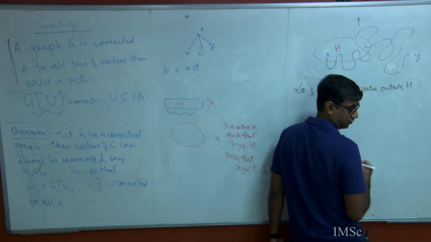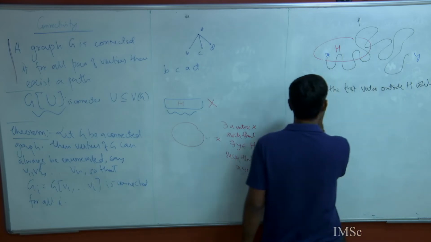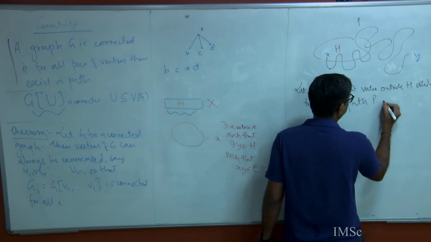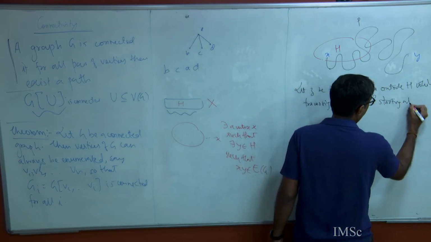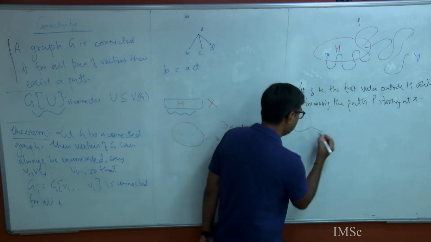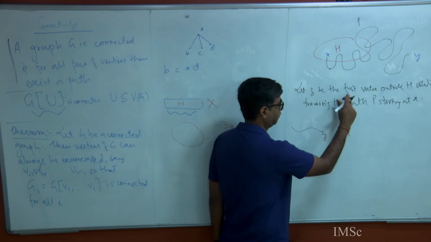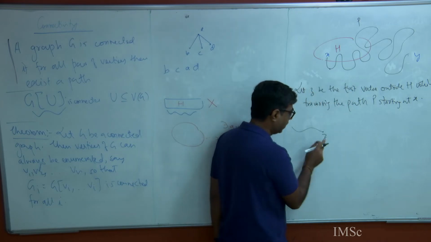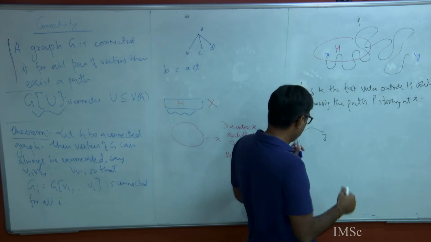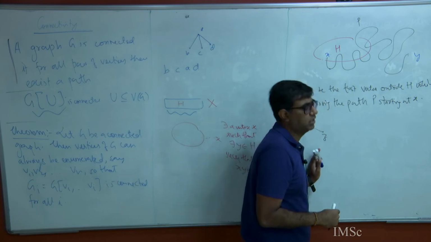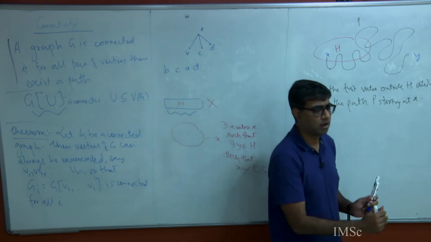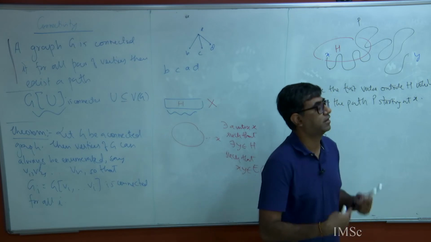outside H while traversing the path P starting at X. Now this is a path. What is this vertex? Z. By choice, Z is outside. And why does such a Z exist? Because Y is outside. You have to ask why such a Z exists first of all. Because we know such a Y exists, at least the endpoint. So even if I'm traversing, at least Y will be a vertex which satisfies this property.